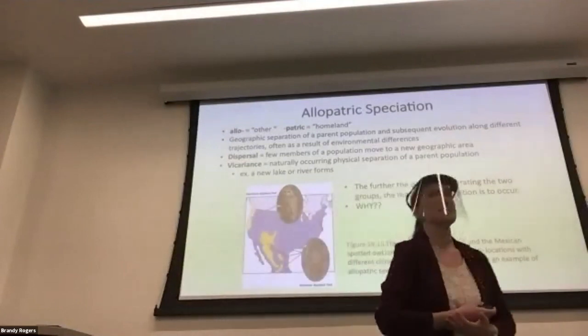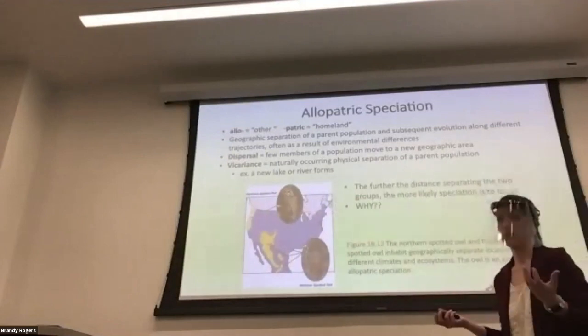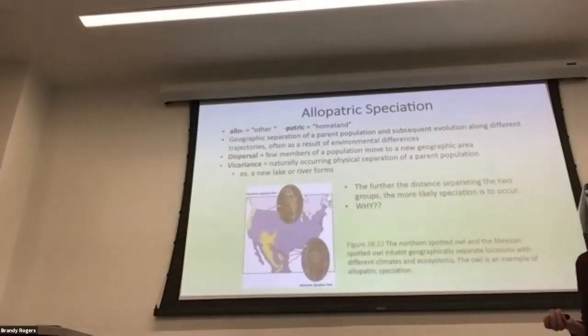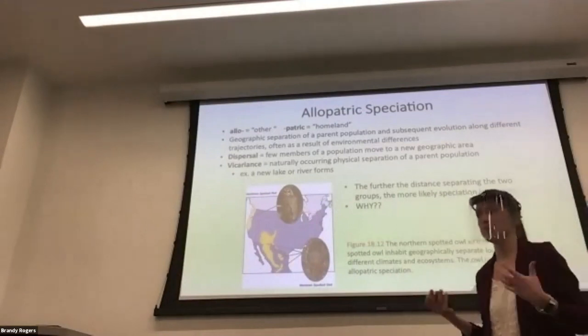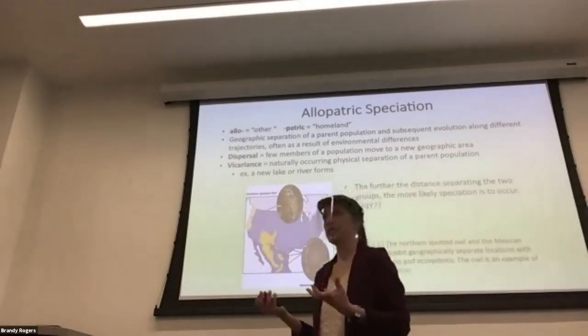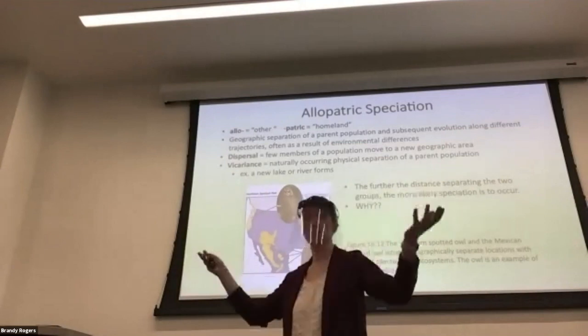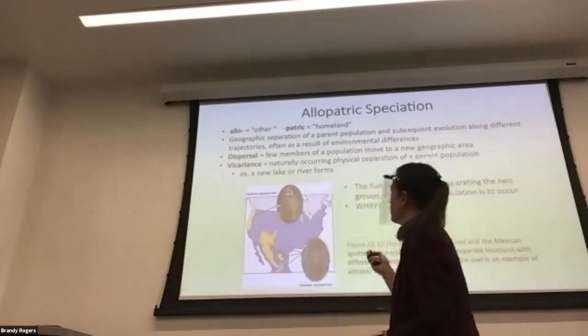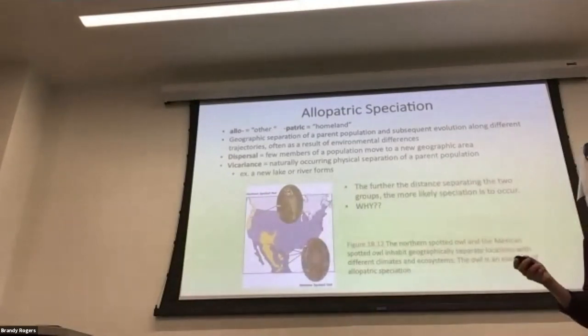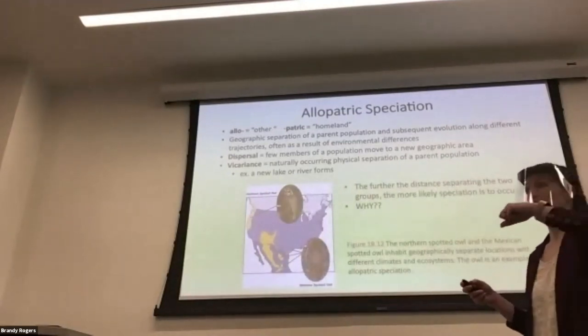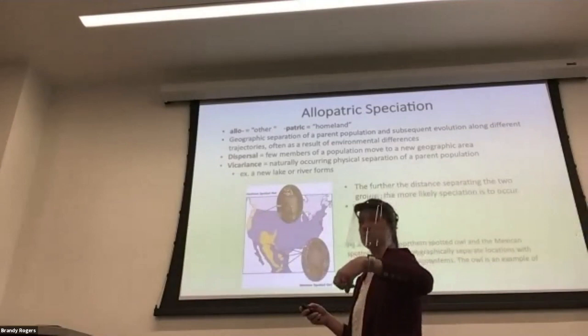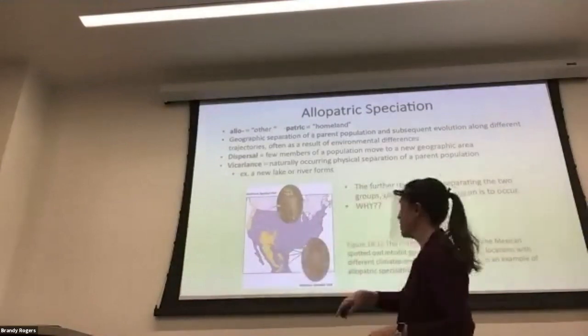Maybe it's a bad season for food, so there's not enough to support everybody. So it's competition, but it's also environmental conditions driving that competition, right? And so they disperse. And disperse just means to spread out, right? So a dispersal event is when a few members of a population move somewhere else and establish a new homeland, okay? And then those two groups are geographically separated.